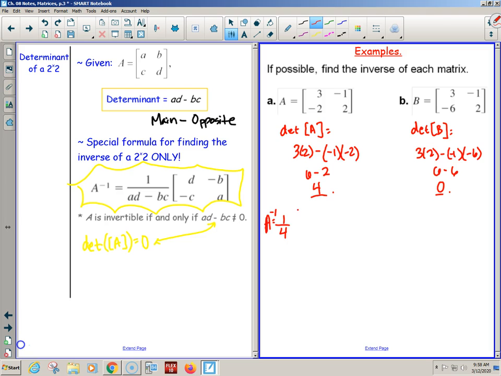Switch the main. Opposite the opposite. Switch the main. Opposite the opposite.